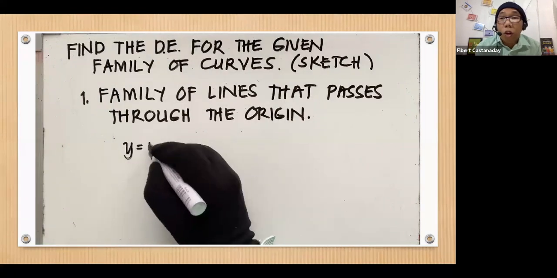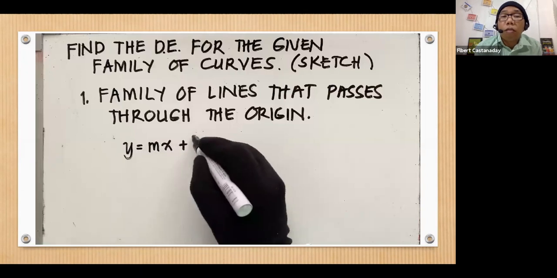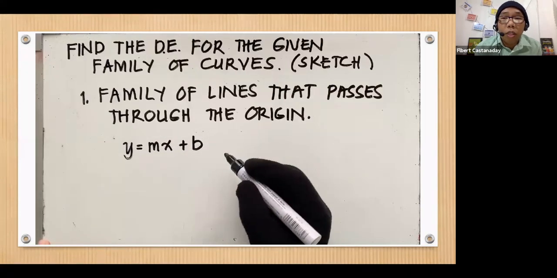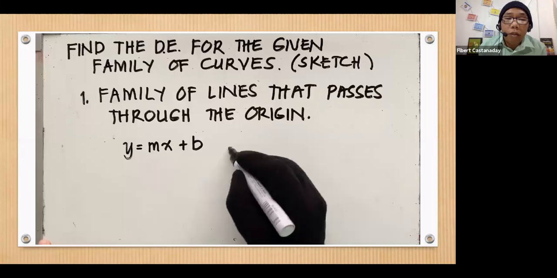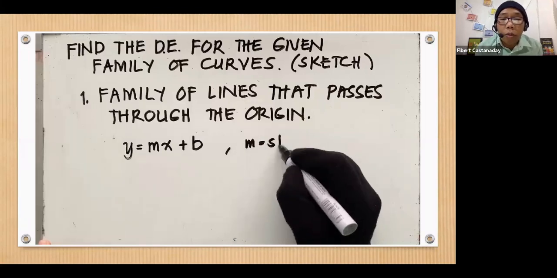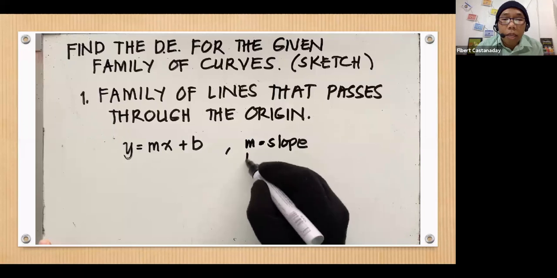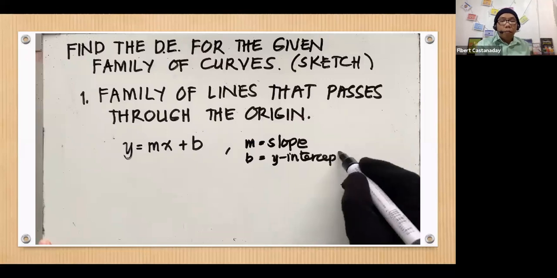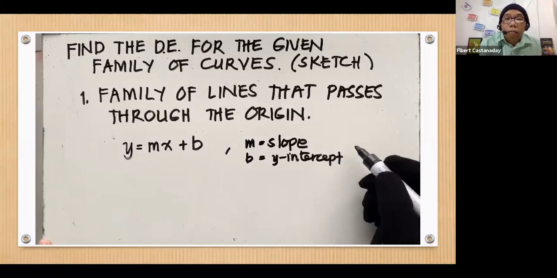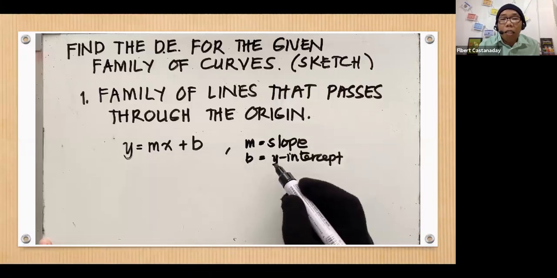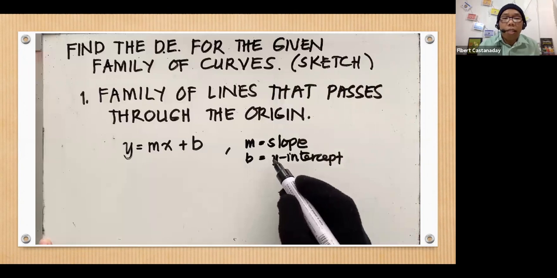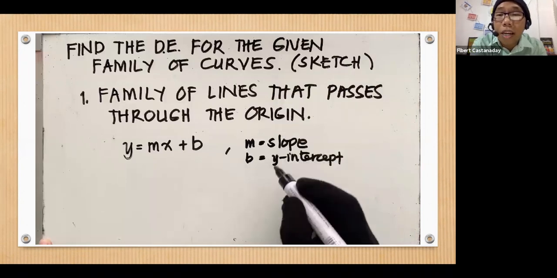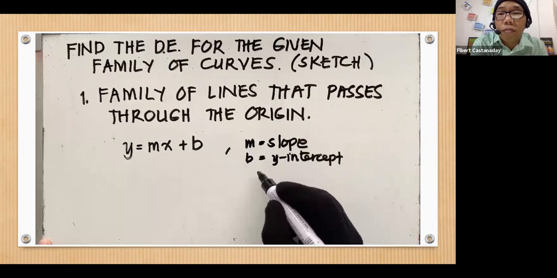Again, recall the equation of a line. Maybe you have remembered this one: the slope-intercept form, y equals mx plus b, where m is the slope and b is the y-intercept. So how many parameters are there here? Lines that pass through the origin means that the intercept here is equal to 0. If you are to sketch.